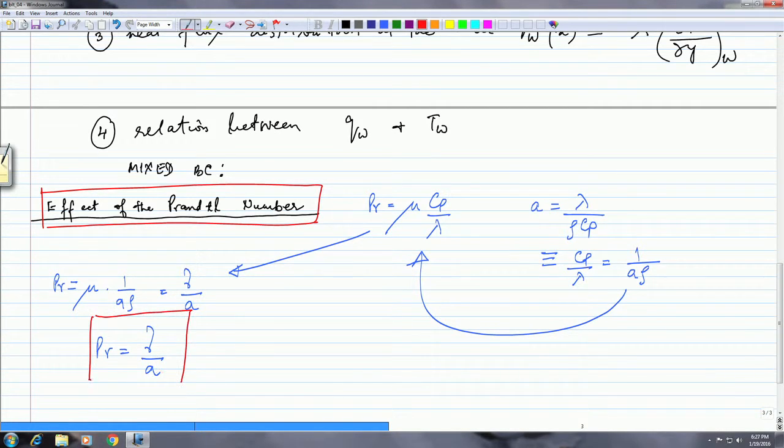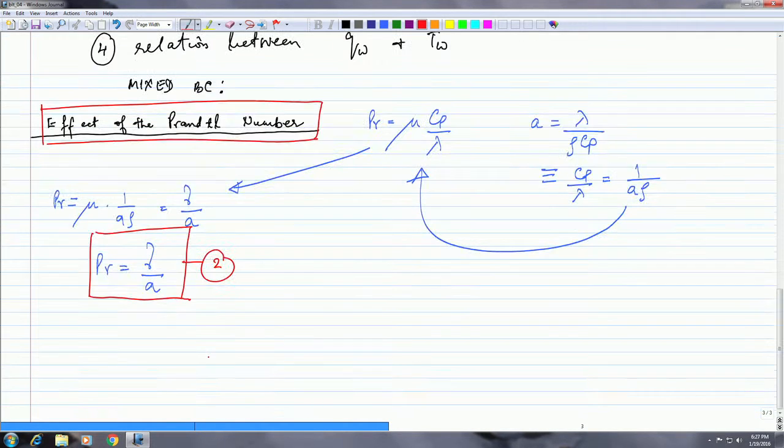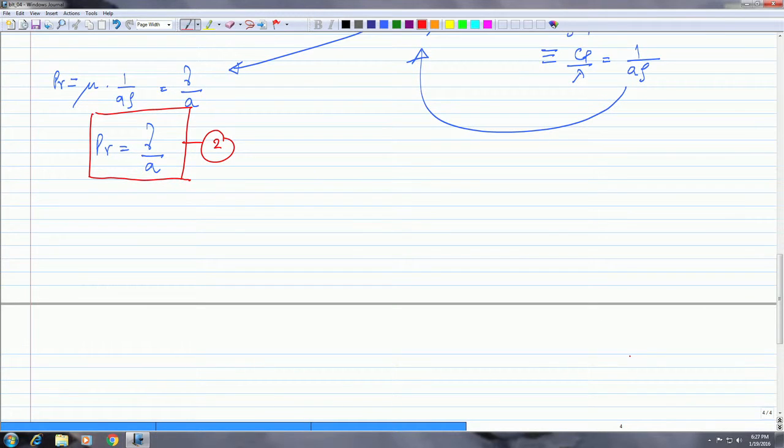So this is important. Basically what we're saying is that the Prandtl number is a direct ratio, I'm going to call this 2, the Prandtl number is a direct ratio of the kinematic viscosity to the thermal diffusivity. Okay, that's interesting, right? That gives us a little bit of a physical feel for what this actually is going to be like. So let us see, okay.